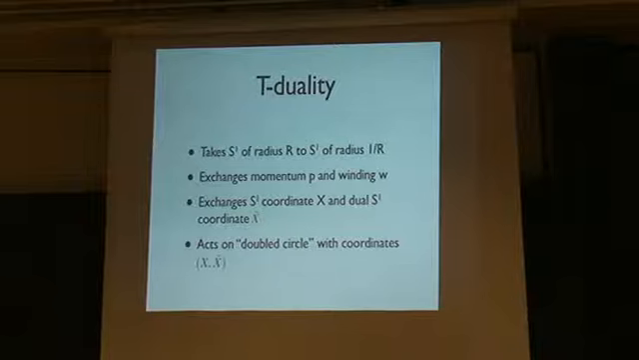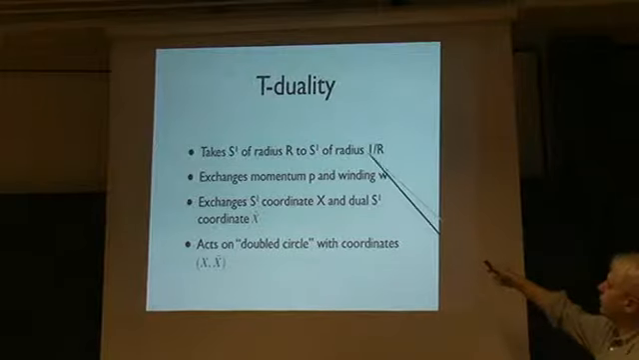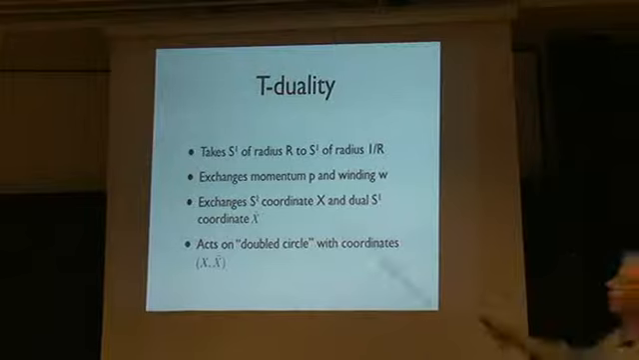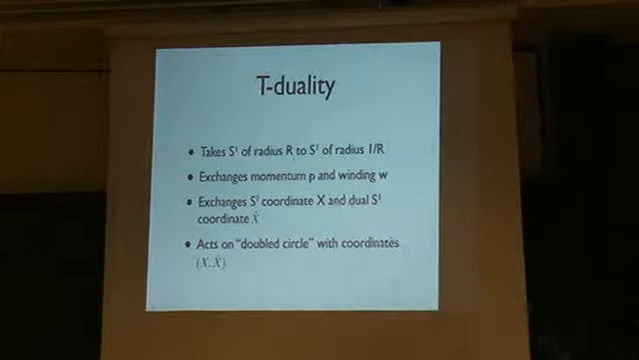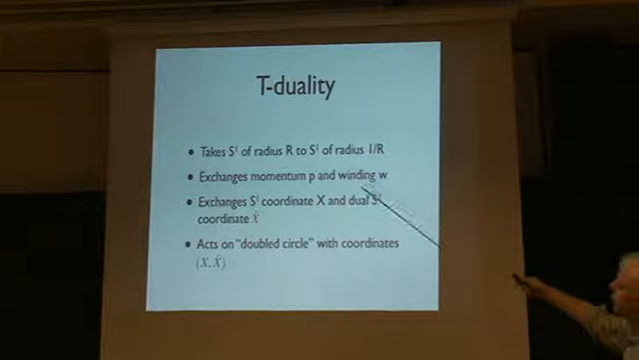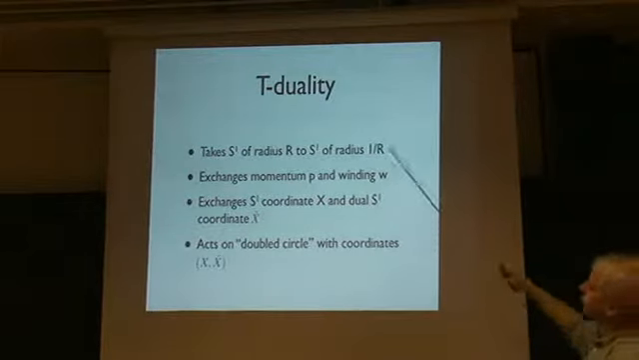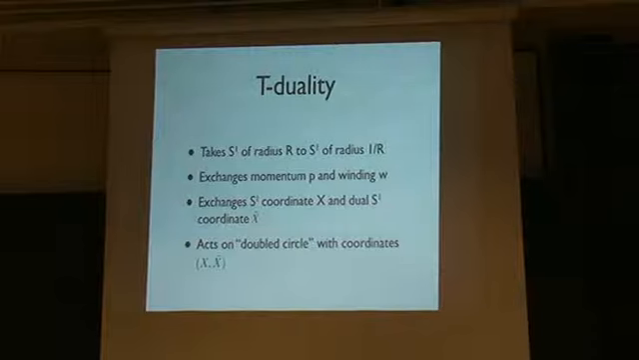It takes a circle of radius r to a circle of radius 1 over r. Strictly speaking, if I were to introduce units, there'd be a string length squared occurring here. So if you had a circle which was large compared to the string length, it would take you to a circle which was small compared to the string length. And it exchanges momentum modes on the string, momentum modes on the circle, with modes corresponding to strings winding around that circle. So it's exchanging physical degrees of freedom with solitons.